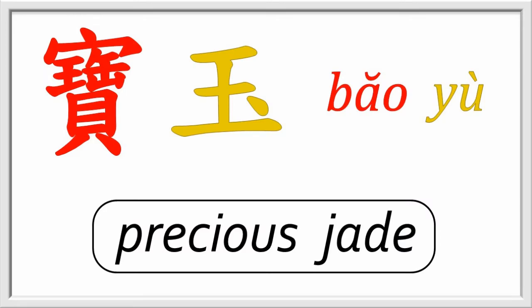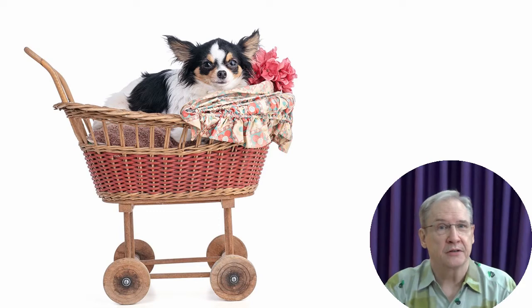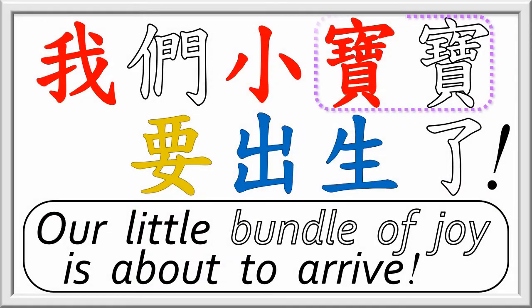宝玉 is precious jade. When referring to a family pet or even a favorite child, it's common to hear someone say, 他是我们家的宝贝. He's our little baby. Another way to say baby is 宝宝, with the second character pronounced as a neutral tone. 我们的小宝宝要出生了. Our little bundle of joy is about to arrive.